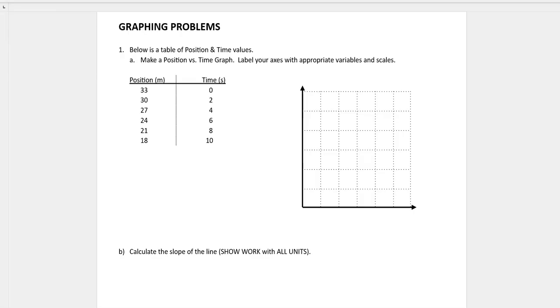And as you can see in number 1 here, you're asked to actually create your own position versus time graph from a table of data. You see there's a column of position values, these are in meters, and a column of time values in seconds. And anytime you're making any graph of something versus something, the second something is always the x-axis. So time will be the x-axis, position will be plotted on the y-axis.